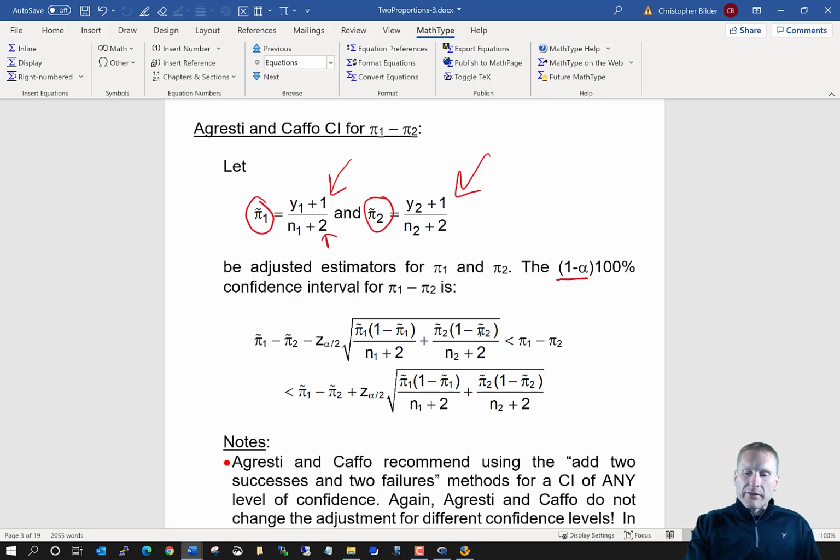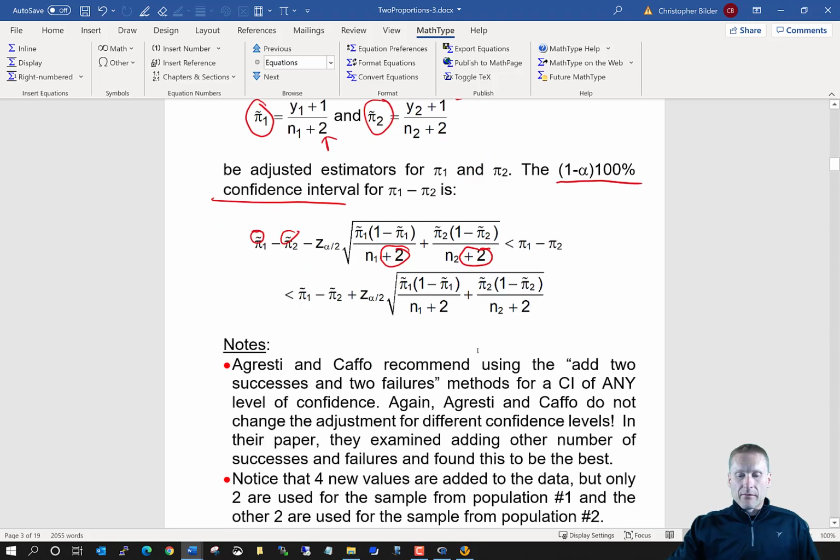So the 1 minus alpha times 100% confidence interval for pi 1 minus pi 2 is exactly the same as what we saw with the Wald interval, but instead of using pi hats, we're going to use pi tildes. And then we're going to adjust the overall sample size for the sample that comes from population 1 and also the sample that comes from population number 2. But otherwise, it's essentially the same as the Wald interval.